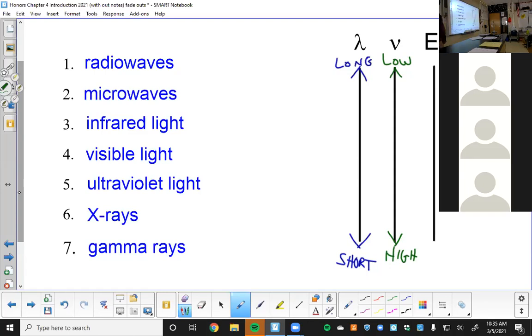Low frequency is Alex giggling every once in a while, and high frequency is just a nonstop hysterical giggle fest.